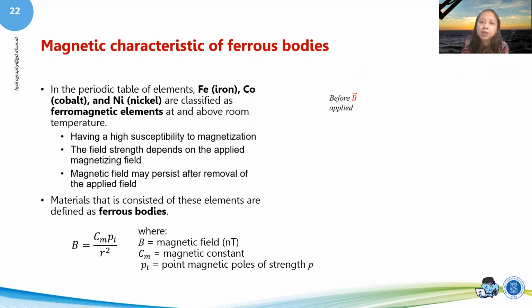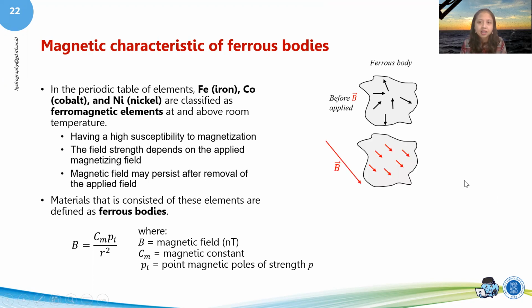So for example, before a magnetic field of B is applied to a ferrous body, the ferrous body normally already has a magnetization, but it's very small, it's very scattered. It's like you've got a lot of needles inside of that. But when you apply a magnetic field of B, all the magnetic fields inside the ferrous body will have the same direction as that magnetizing field, just like in here. And when the B is removed, the magnetization still persists in the ferrous body, but the strength might not be as strong as when it was applied, but it still remained.